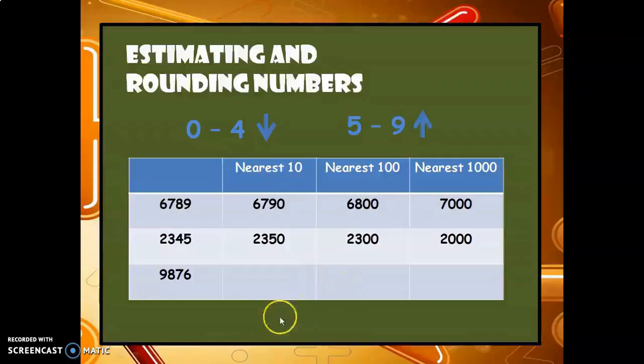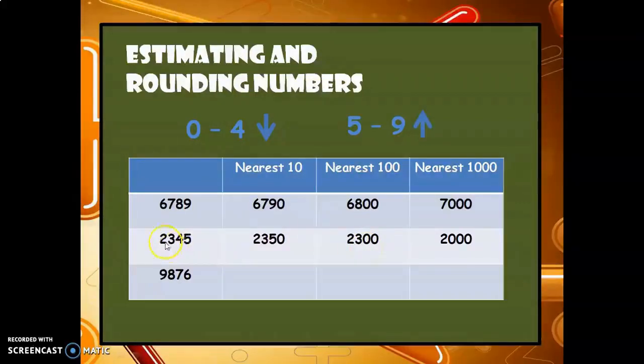Now, for the second example, 2,345 rounding to the nearest 10 will be 2,350. Rounding to the nearest 100, that will be 2,300. Why is it 2,300? Because the hundreds place is 3, and the reference digit, which is in the tens place value, is only 4. So it's round down, so there's no need to add 1 to the hundreds place value. So that is only 2,300.